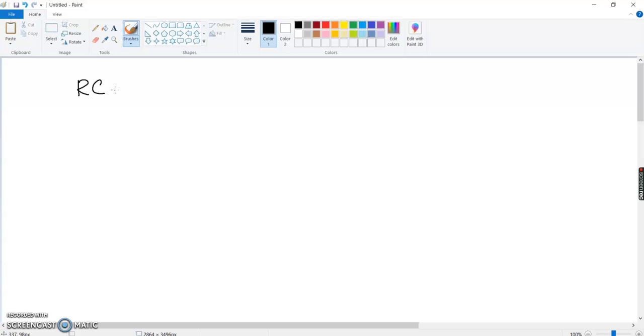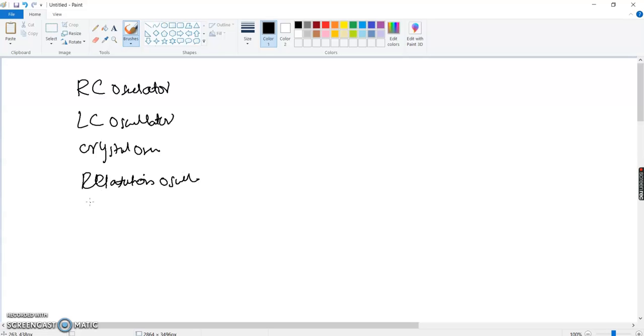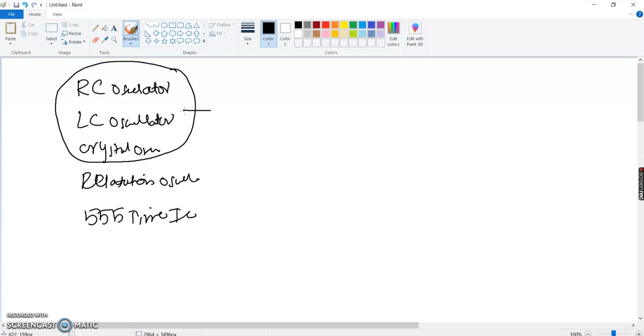So we have an RC oscillator, we have LC oscillator, we have crystal based oscillator, we have relaxation oscillators. Also, we have 555 timer IC, which can be used as oscillator, right? The first three, the RC, LC, and the crystal based oscillators, would give you a waveform of sinusoidal nature, right? So we call them sinusoidal oscillators.